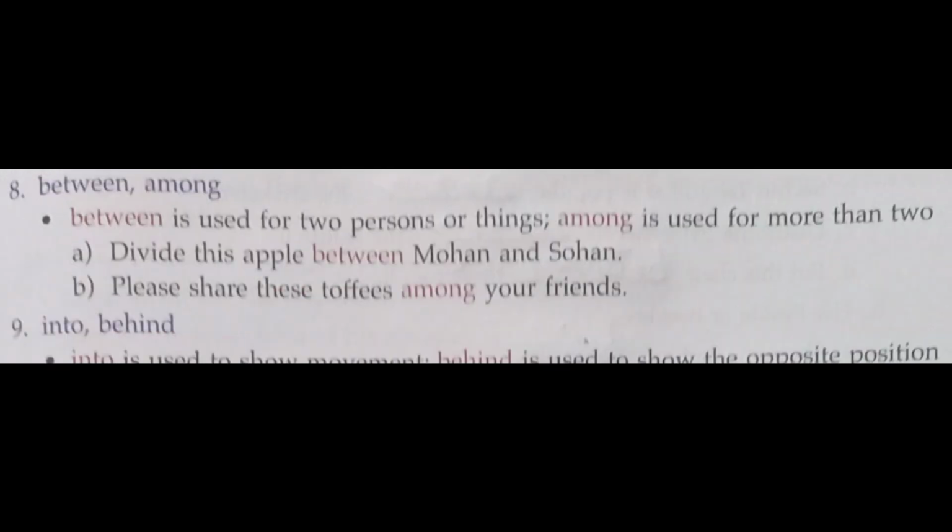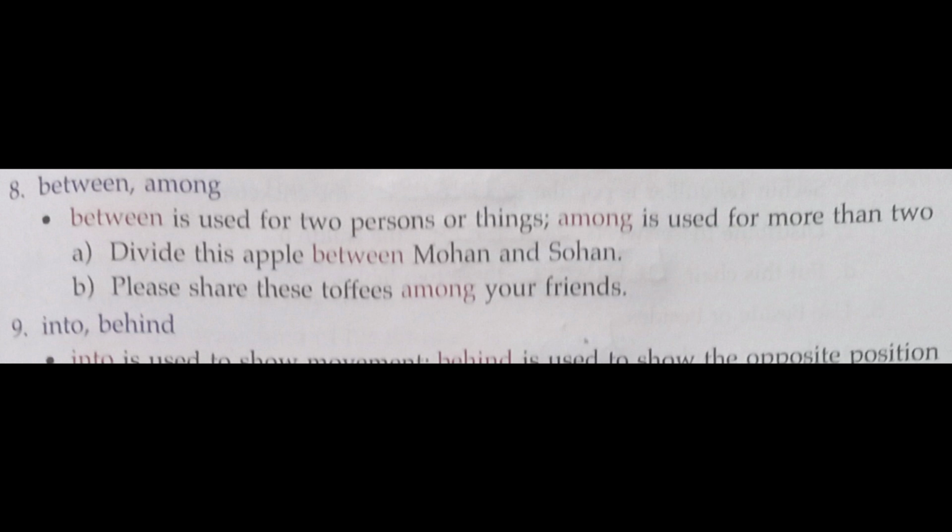Number 8, between and among. Between is used for two persons or things. Among is used for more than two persons or things. Whenever we have to distribute or choose among two persons, we use the preposition between. For example, distribute the money equally between two brothers. Another example, between mango and apple, I'll always choose apple.